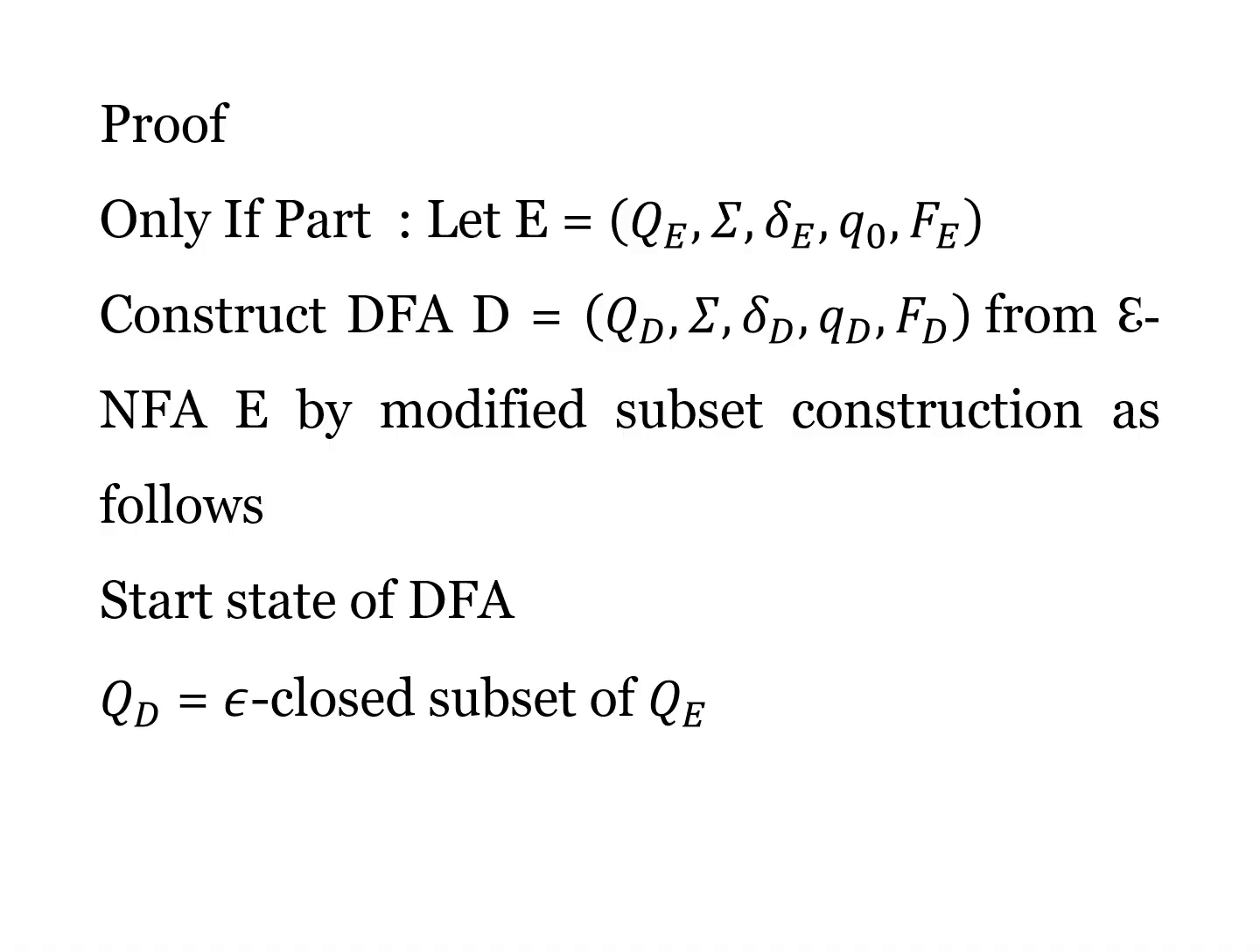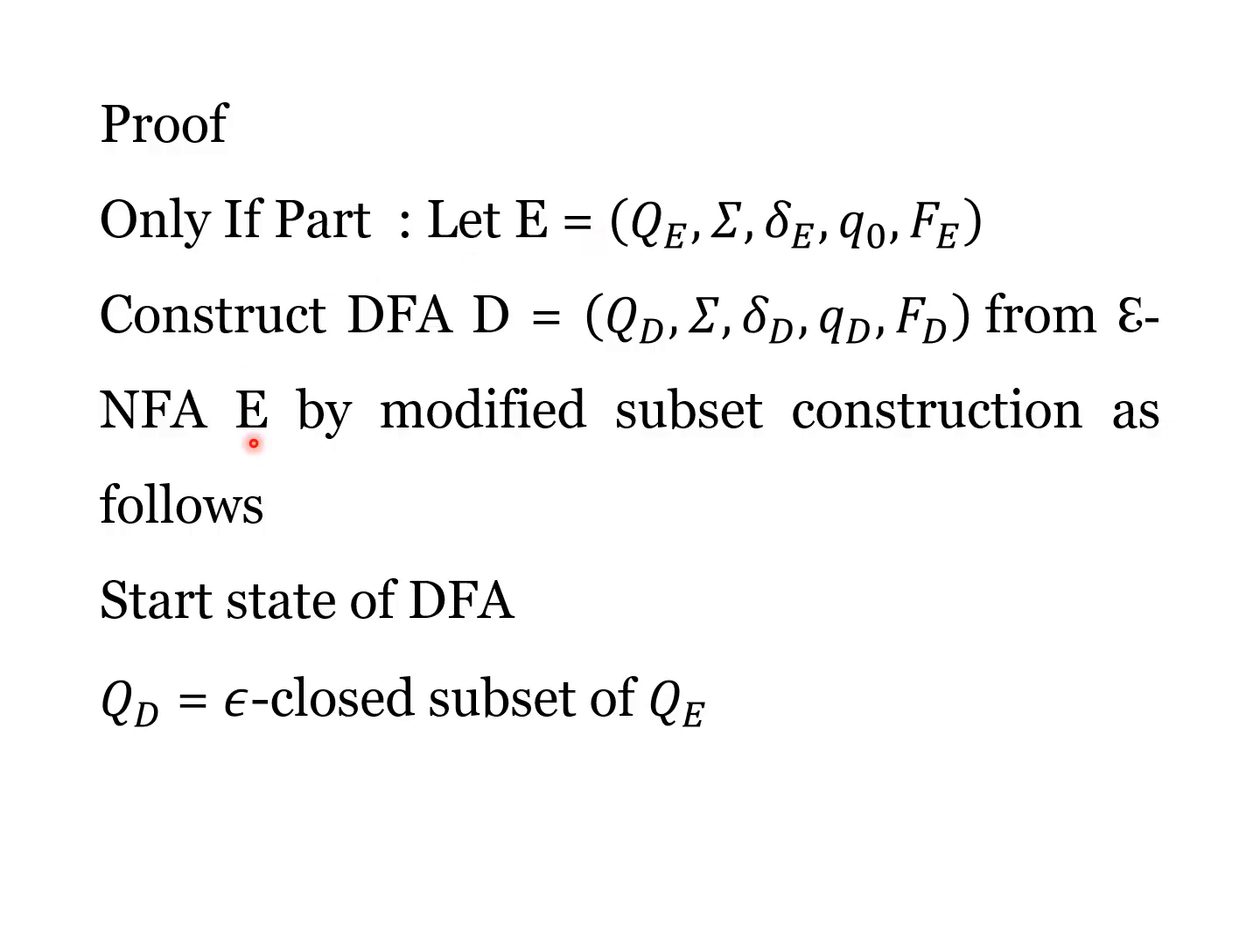So now we are going to see the only if part proof. So what is your only if part? Here we have to assume that there exists an epsilon NFA for which we want to construct an equivalent DFA that accepts the same language as that of the epsilon NFA.